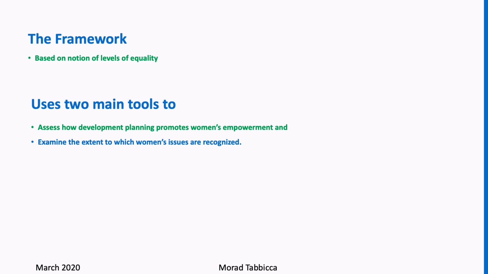So behind Sarah's framework is this idea that there's levels to equality, and we'll look at it in more detail in the subsequent slides. But there are two main tools that she developed to analyze women empowerment. The first tool assesses how development planning or interventions or policy promotes women empowerment. And then the second tool examines the extent to which women's issues are recognized in the development plan, program, intervention, policy, what have you.